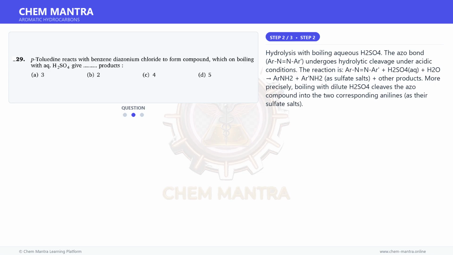Hydrolysis with boiling aqueous H2SO4. The azo bond, ArN=NAr, undergoes hydrolytic cleavage under acidic conditions. The reaction is ArN=NAr plus H2SO4 plus H2O giving ArNH2 plus ArNH2 as sulfate salts, plus other products. More precisely, boiling with dilute H2SO4 cleaves the azo compound into the two corresponding anilines as their sulfate salts.